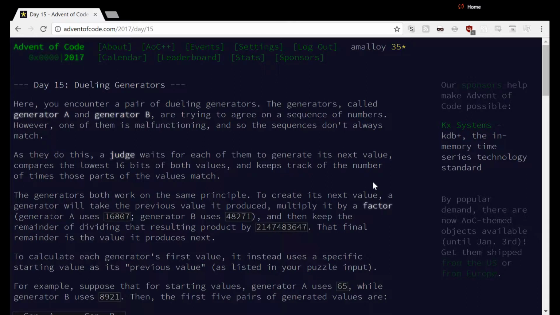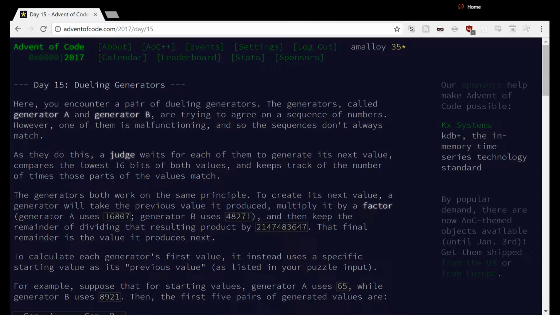Dueling generators. Here, you encounter a pair of dueling generators. The generators, called Generator A and Generator B, are trying to agree on a sequence of numbers. However, one of them is malfunctioning, and so the sequences don't always match. As they do this, a judge waits for each of them to generate its next value, compares the lowest 16 bytes of both values, and keeps track of the number of times those parts of the values match.